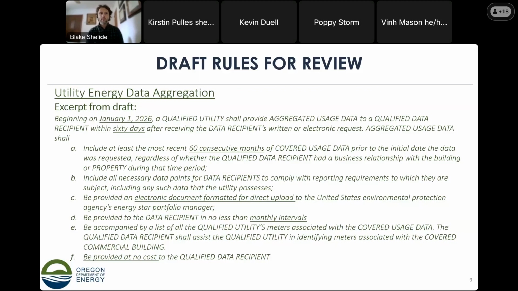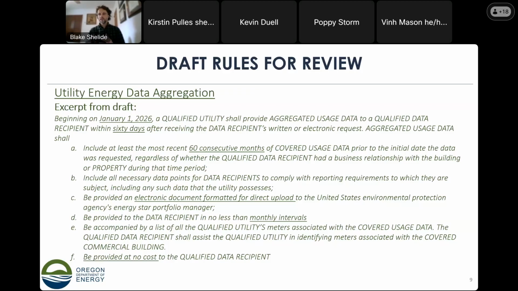It would just require a utility to provide the data in an electronic format that's capable for upload. So no direct connection required, like for a utility just to automatically electronically provide that data into Portfolio Manager, but it would be provided in a format that a building owner could take and then upload into Portfolio Manager. And then just a couple other points here: provide the data in monthly intervals. That's the way data is reported into Portfolio Manager, and then also be provided at no cost to the qualified data recipient.